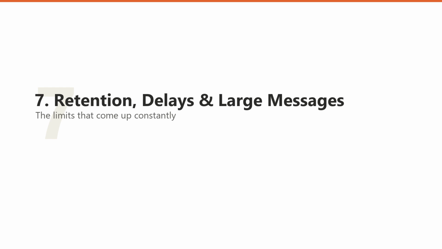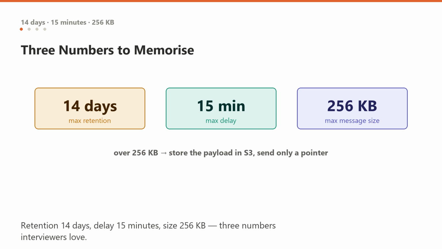Concept 7, Retention, Delays, and Large Messages. A few limits that come up constantly. 3 numbers worth memorizing. First, retention. A message can stay in a queue up to 14 days, 4 days by default, then it's deleted. Second, delay. You can delay delivery of a message up to 15 minutes, useful for scheduling. Third, size. A single message is capped at 256 kilobytes.